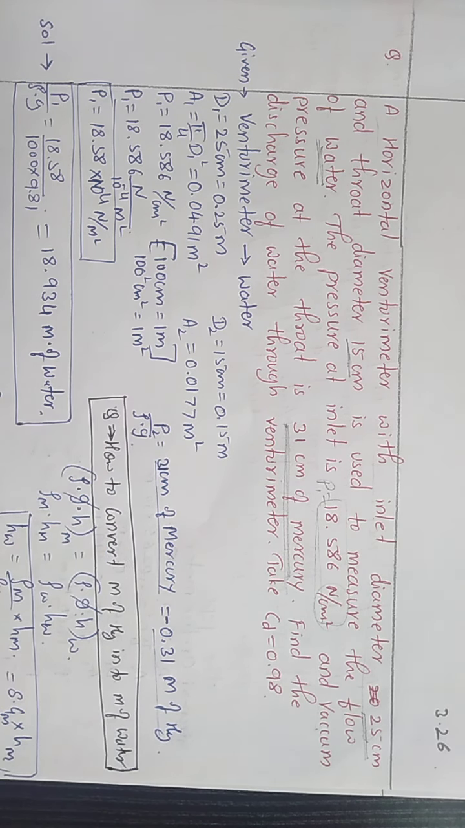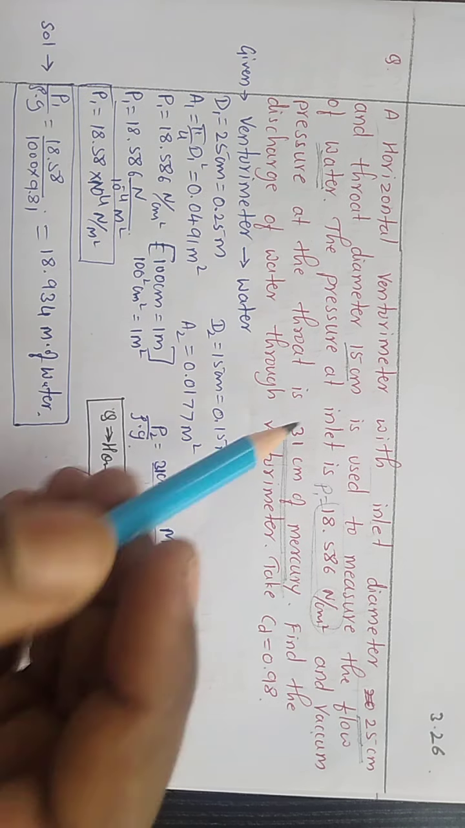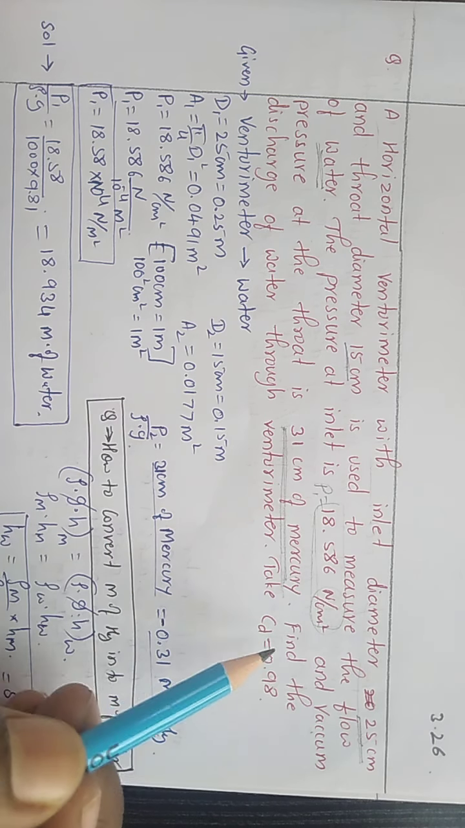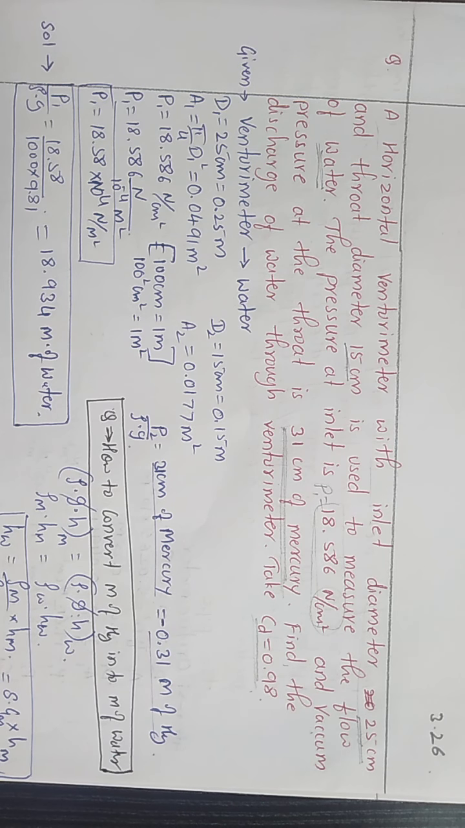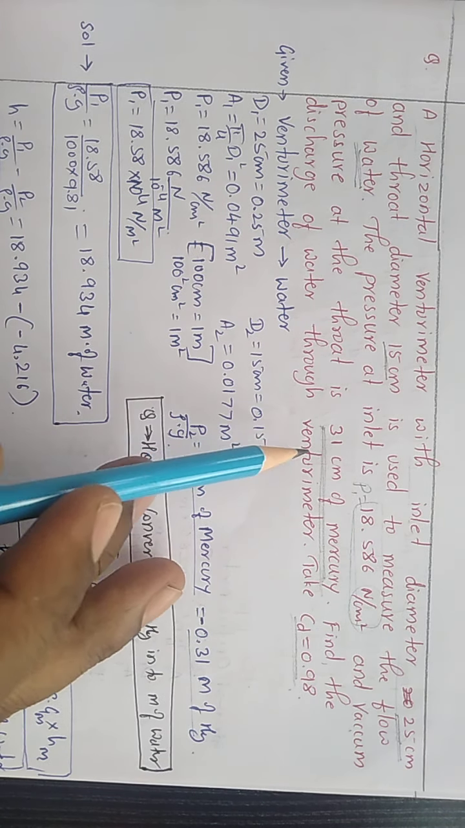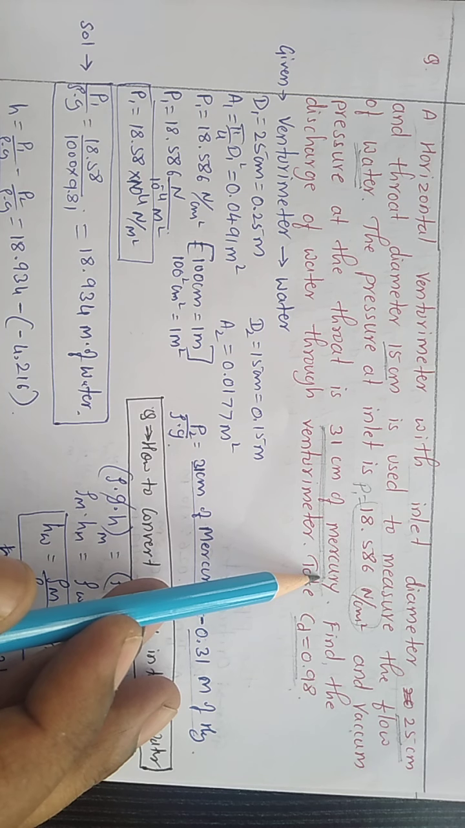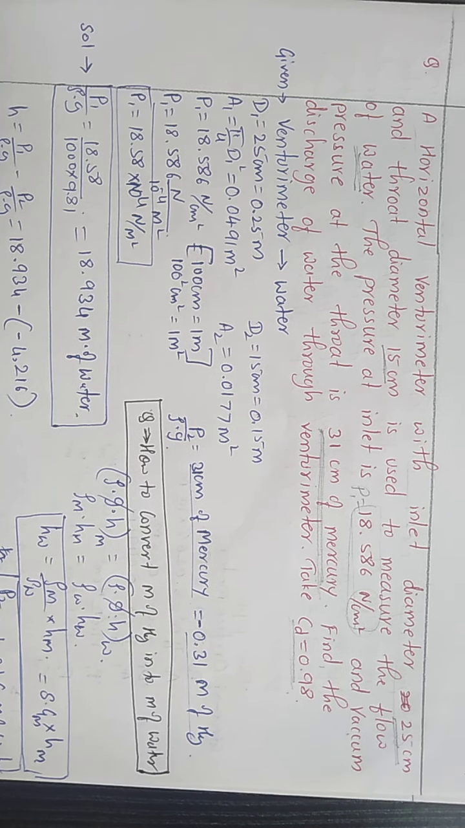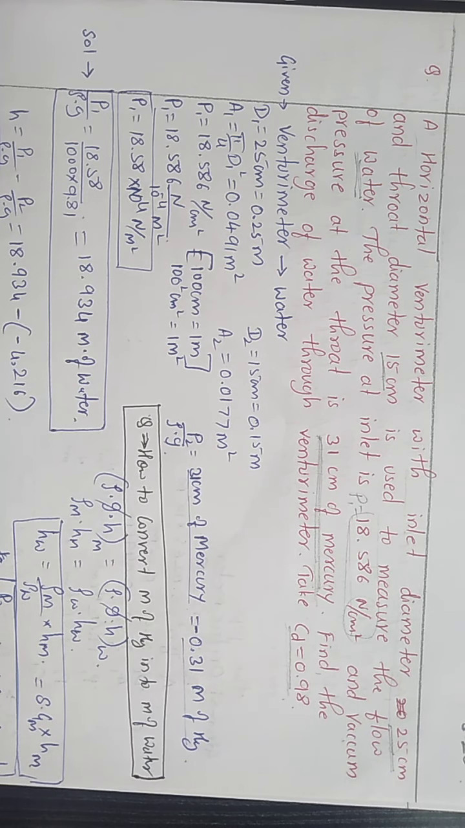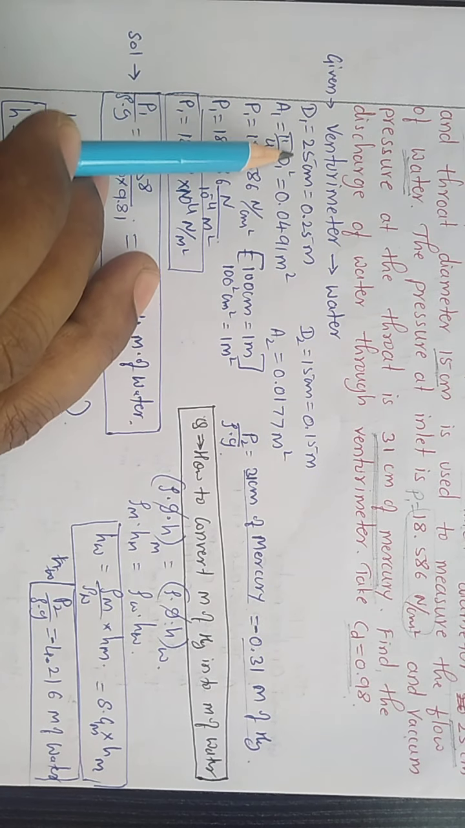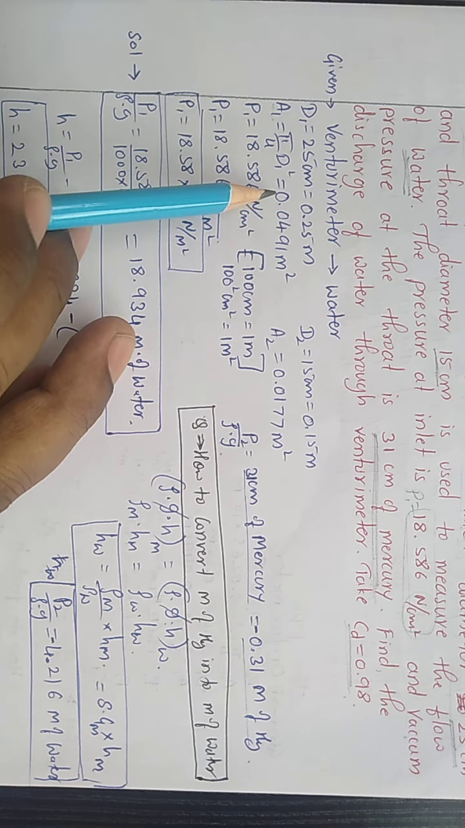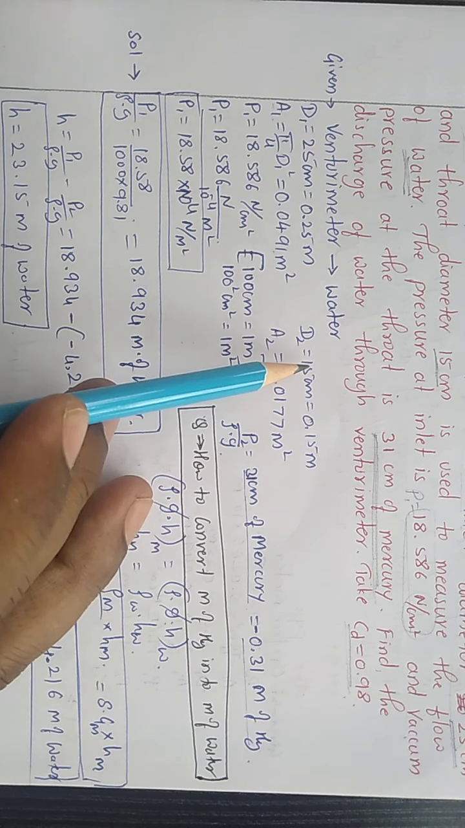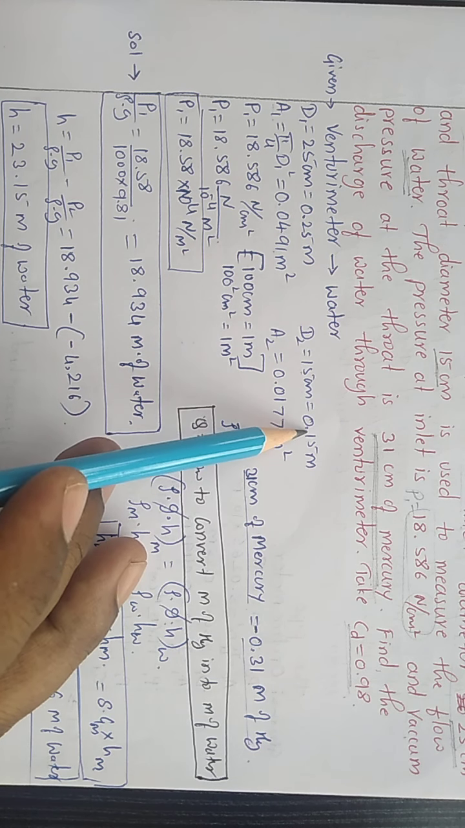He has given us 31 centimeter of mercury, which means he has given us P by rho g, mercury head. Find the discharge of water through the venturimeter. Take CD value as 0.98. Here, very important, we have to convert this head of mercury into head of water, if you want to find the difference of head, H. D1 is 25 centimeter, that is 0.25 meter. Using that, A1 is 0.0491 meter square. D2 is 15 centimeter, nothing but 0.15 meter, and A2 is 0.0177 meter square.